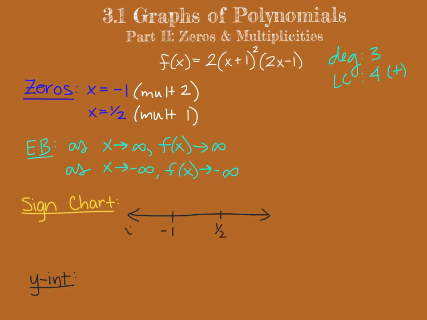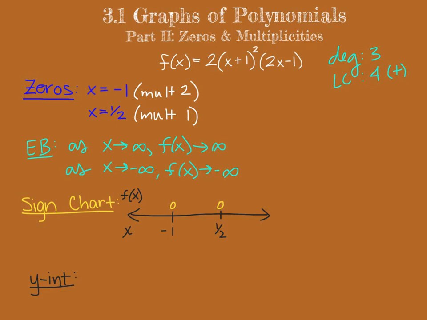So these are x values down here. And up top, it's what f of x equals, or our output. What are our y values? We know that at -1 and at 1/2, f of x is 0, because that's where we hit the x-axis. Our y value, f of x, is 0 there. That's why they're called zeros.